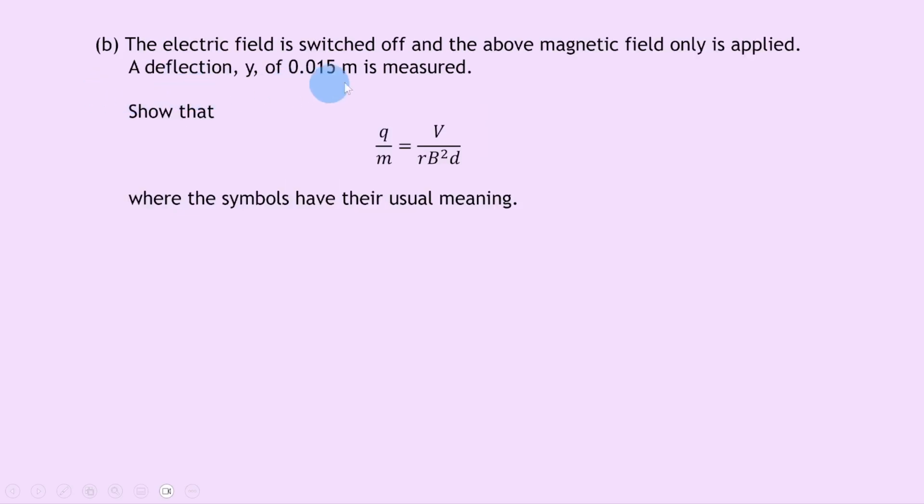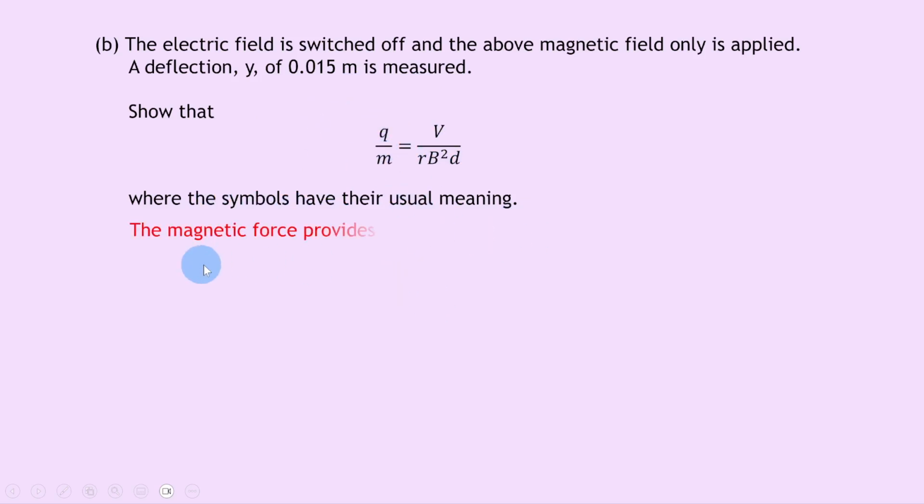Lastly, part B says the electric field is switched off and the above magnetic field only is applied. A deflection y of 0.015 meters is measured. Show that q over m equals V over rB squared D, where the symbols have their usual meaning. In other words, this is the charge to mass ratio q over m.